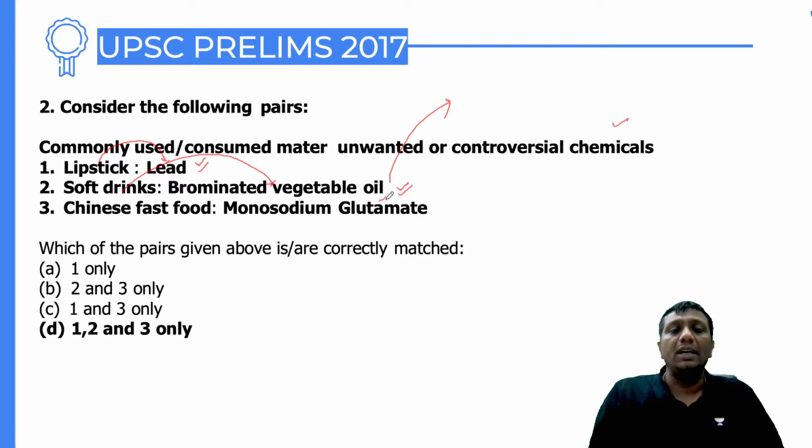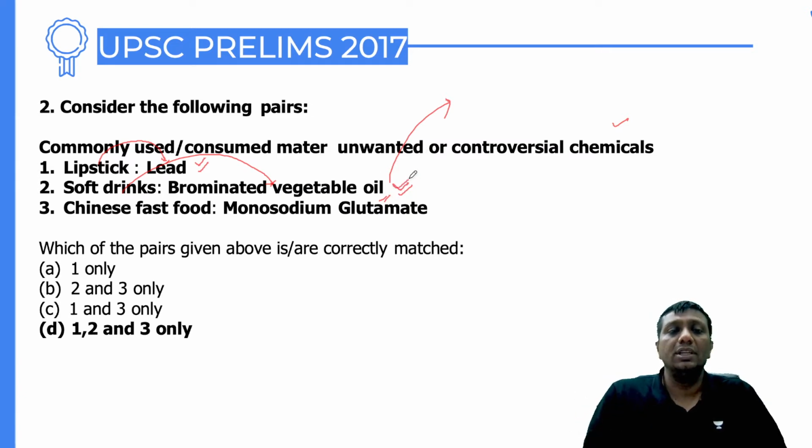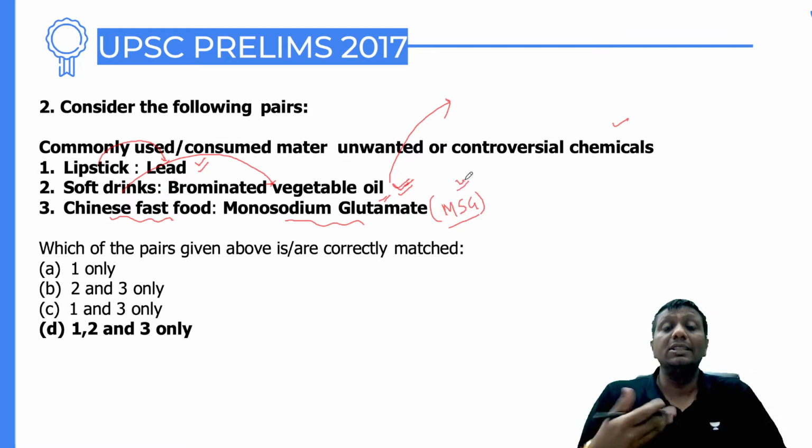See, actually in those Fanta and Mirinda type orange flavor drinks that you use, for that purpose soft drinks have a mixing of brominated vegetable oil. And Chinese food items have MSG, monosodium glutamate, as people are using it and putting it there. It is generally used in Chinese food items as a taste enhancer.